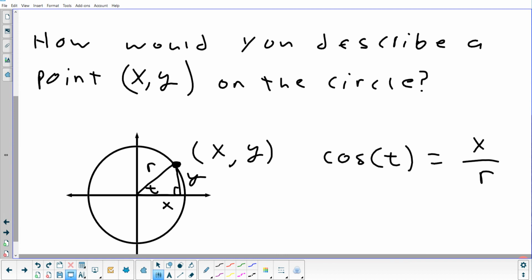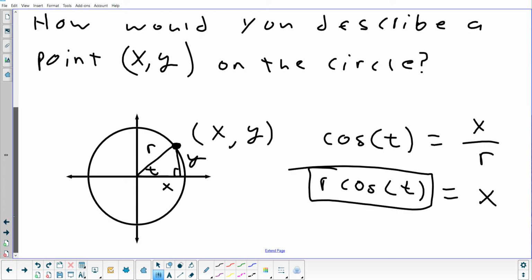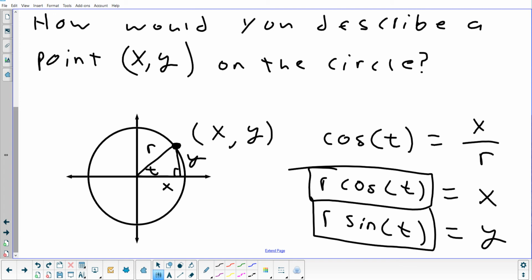We'll have the one for x. So what does x equal? r cosine of your parameter, which is t. I know we normally call it theta, but it's a parameter, so we're going to call it t. And now, what do you think the formula for y is going to be? r sine t. So there are my two parametric equations for a circle.